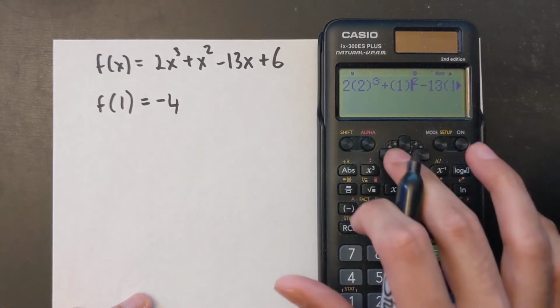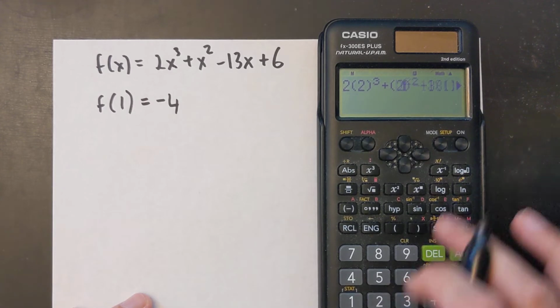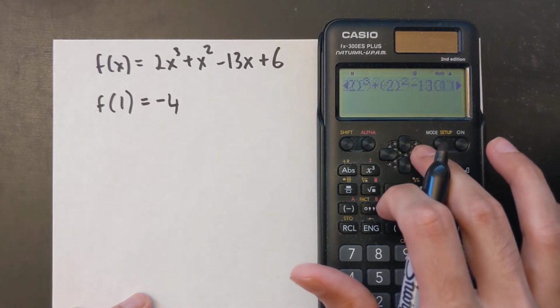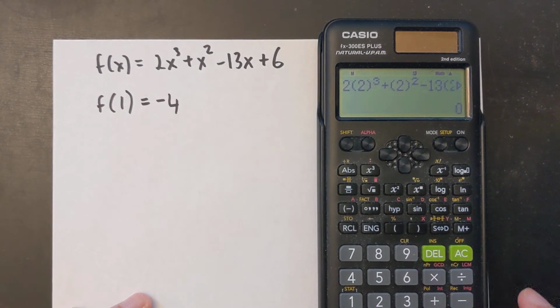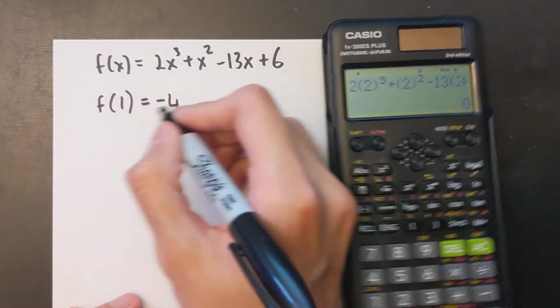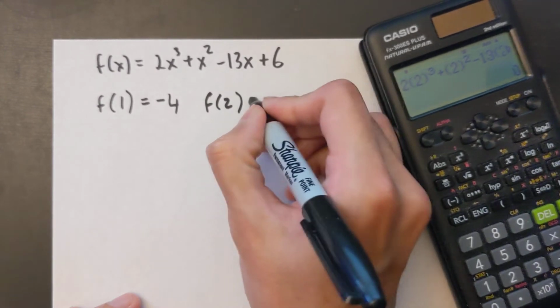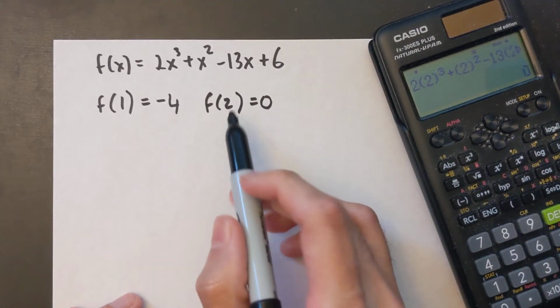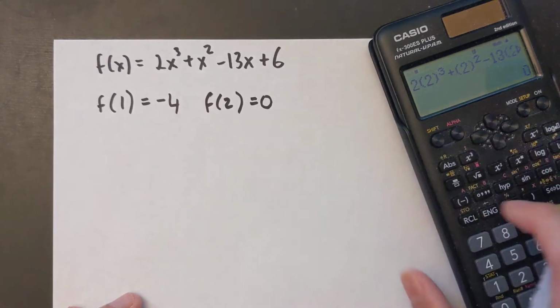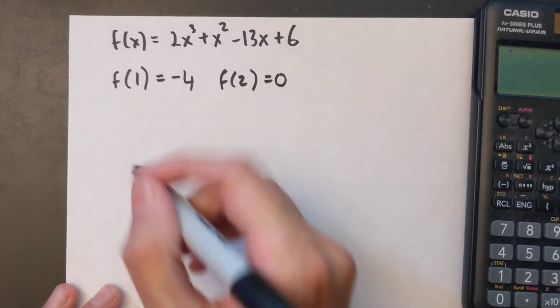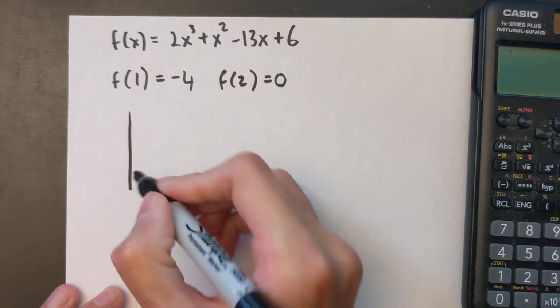Try and see if 2 works. So f of 2 is 0, which means that 2 is a perfect factor of this equation, so I can use 2 for my synthetic division. So that's what I'll do next. I'll do my synthetic division.